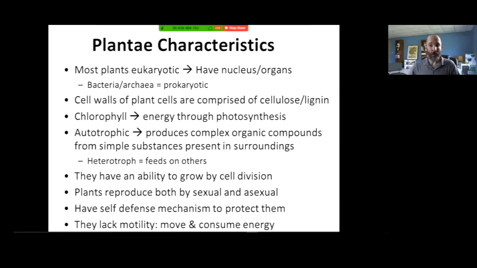They have an ability to grow by cell division. They're both sexual and asexual, and they have defense mechanisms to protect them, again, many of which are limited by the lack of trace elements in the environment. They generally lack motility, meaning they don't move to consume their energy. This is a lot of the reason why in agriculture, which is a manipulative undertaking, we need to take such care to make sure that the ecosystem is complete to the best of our ability.